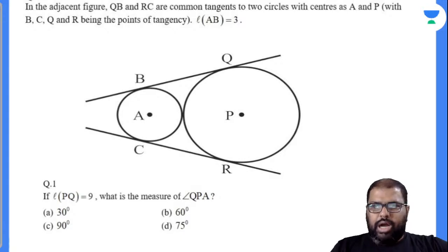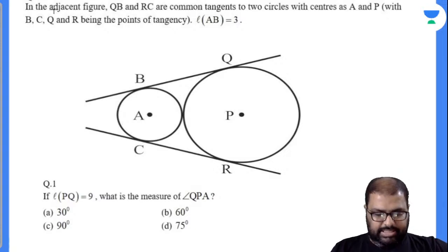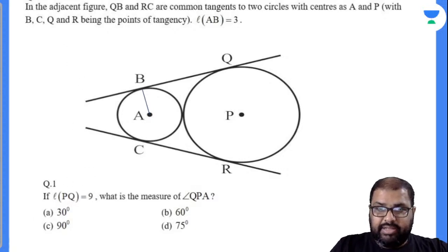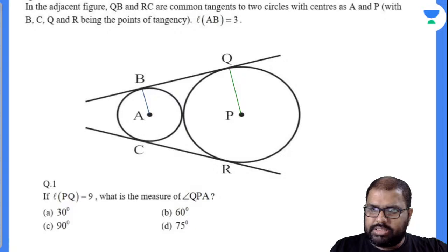Observe in the adjacent figure, QB and RC are common tangents to two circles with centers as A and P, with B, C, Q and R being points of tangency. Length of AB is given as 3. I'll write down the data first of all. In the first question, if PQ is equal to 9, you are asked to find out angle QPA measure. So let's calculate this.